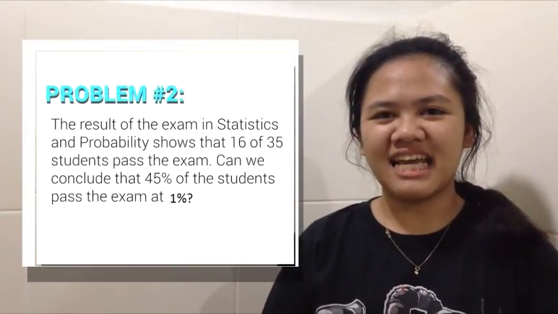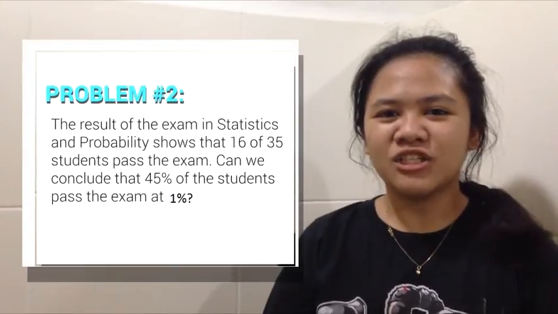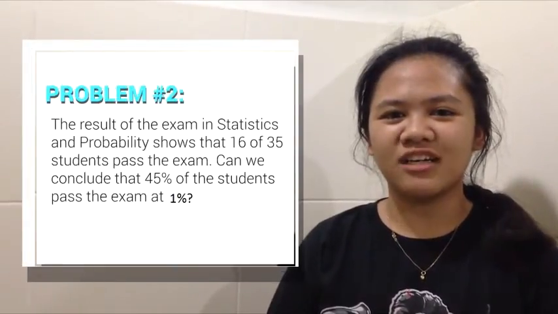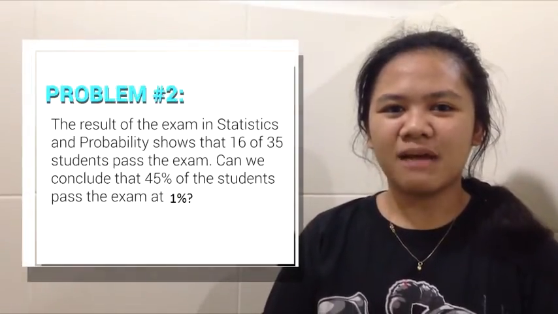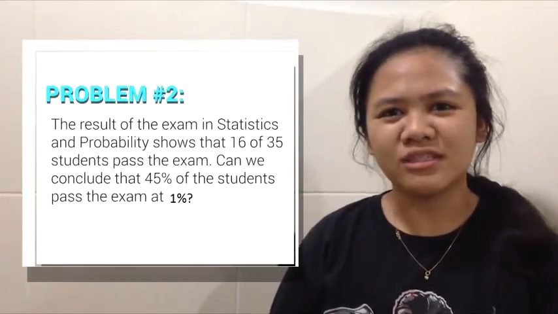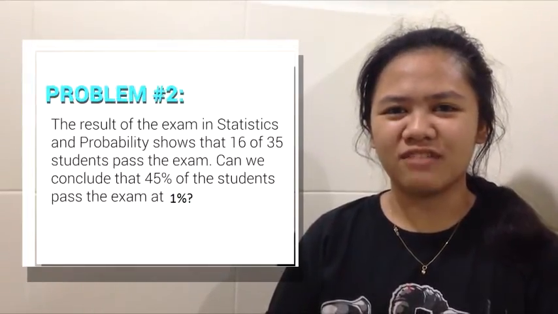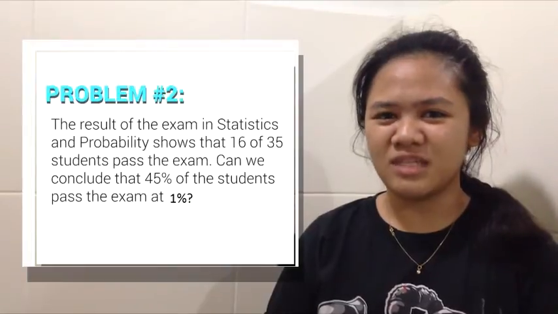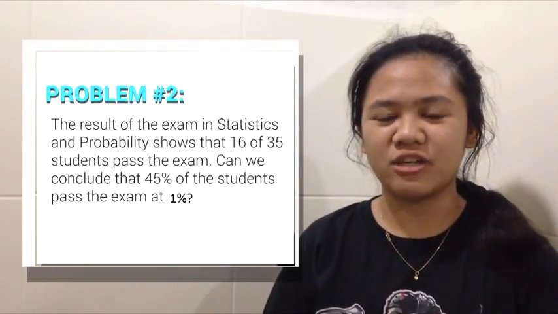So we have problem number 2 for one sample proportion. The results of the exam in statistics and probability show that 16 out of 35 students passed the exam. Can we conclude that 45% of the students passed the exam using a two-tailed test with alpha?